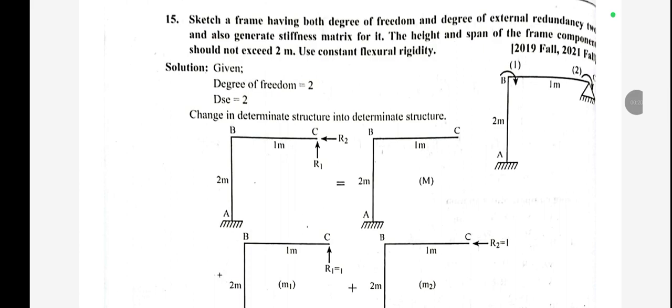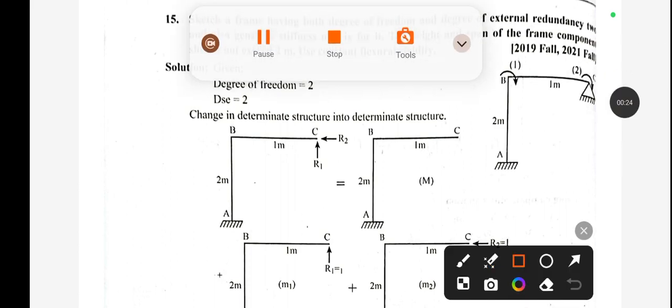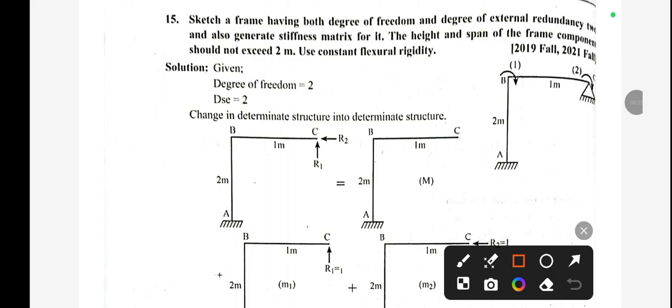In this question, you can see we need to calculate a sketch of the frame having both degree of freedom and degree of static indeterminacy 2, okay. And here you can see generate a stiffness matrix. We have to generate a stiffness matrix for this, okay. And the height and the span of the frame component should not exceed 2 meters. Use constant flexural rigidity. So in the question we have bounded that the height and the span should not exceed 2 meters. So it means height and the length of span should not be more than 2 meters, okay.